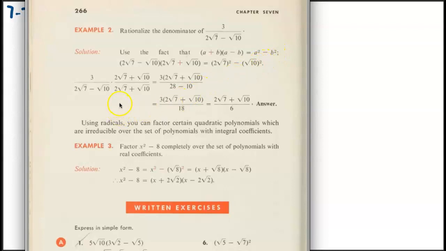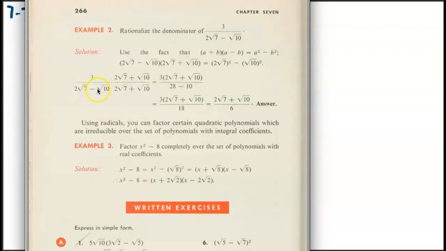Well, how did they get that? Well, look at what happens here. When I take 2 square root 7 times 2 square root 7, 2 times 2 is 4. The square root of 7 times the square root of 7 is simply 7, right? The square root of 7 times 7 is 7. So 4 times 7 gives me the 28.